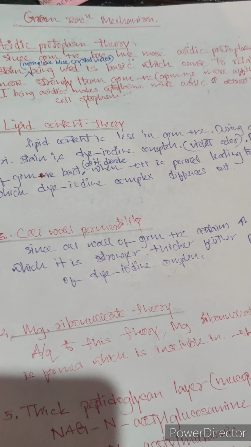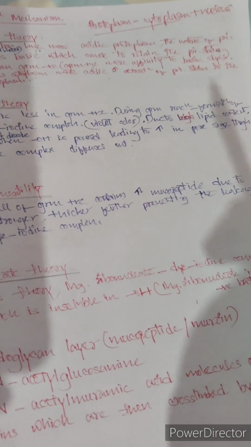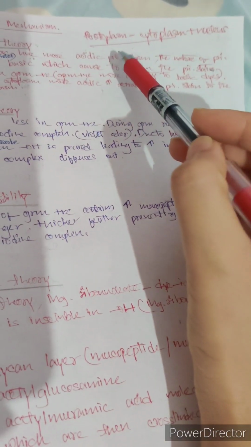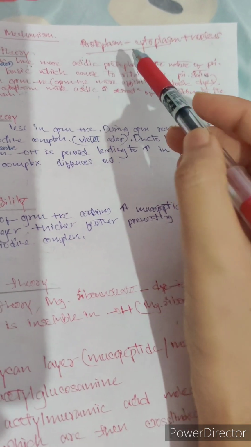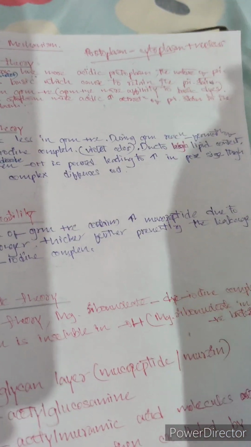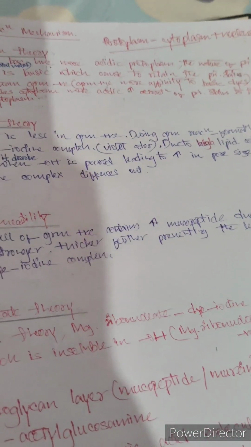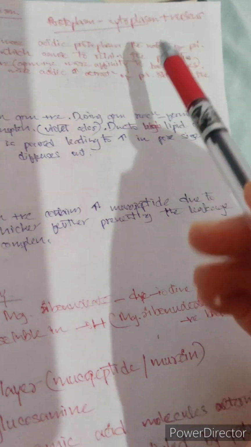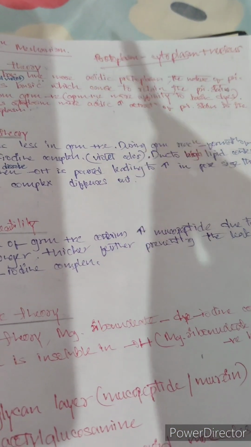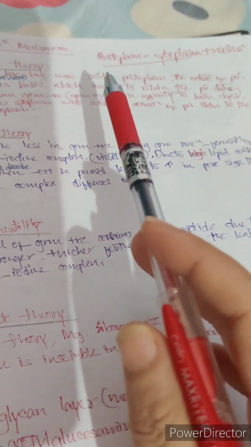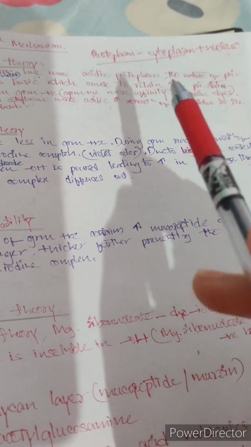So the first mechanism is the acidic protoplasm. If you are familiar with the word protoplasm, please don't mind my handwriting. It's obvious that it's not very clear, but I can't help it. So protoplasm basically means your cytoplasm plus nucleus. So what happens is, in gram-positive bacteria, your protoplasm is mainly acidic in nature.